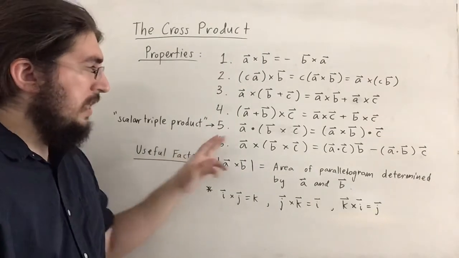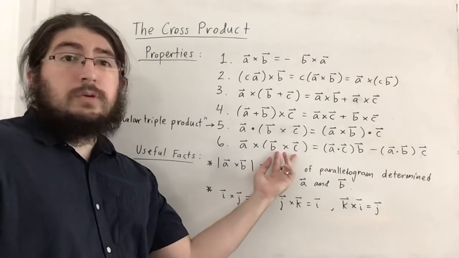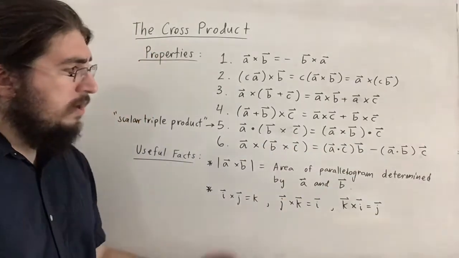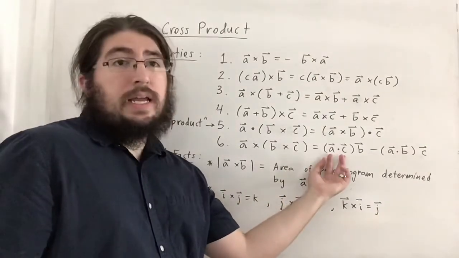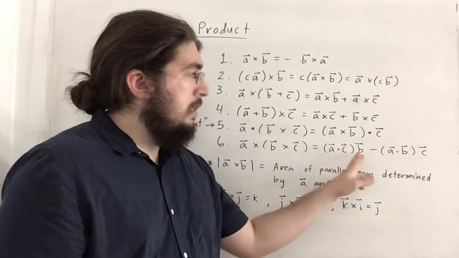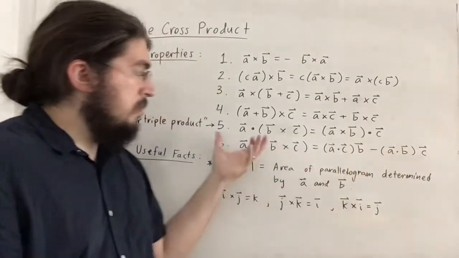Property 6 is kind of interesting. It says if you have the cross product of A and the cross product of two other vectors B and C, then this weird thing holds. Notice that A dot C and similarly A dot B are each scalars, which are then multiplied to these vectors B and C, and subtracting those results gives this.